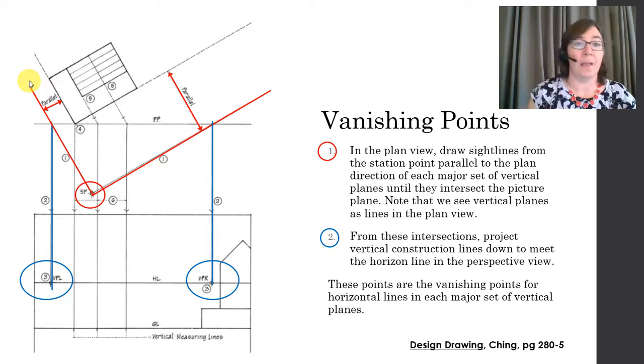Once you've got those lines, you will find the point where they pass or meet the picture plane. It's right here and right here, right? These intersections. Then drop vertical lines from this intersection down to your horizon line. That's going to be your vanishing point right there. On this side, here's the intersection, drop a vertical line, and here's your vanishing point. These are labeled VPL and VPR for vanishing point left and right.